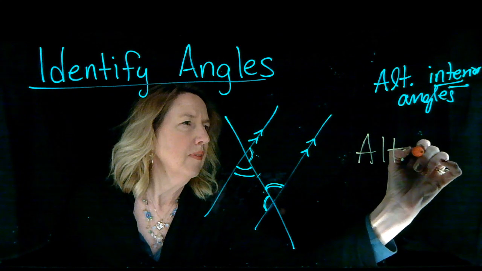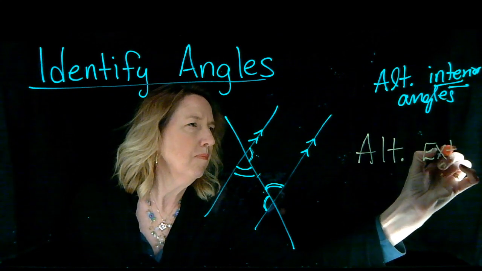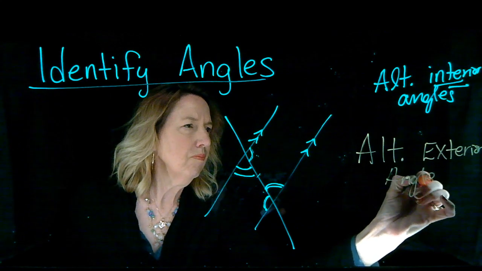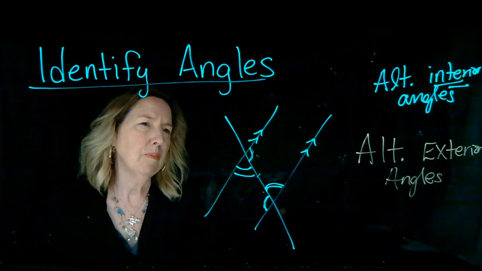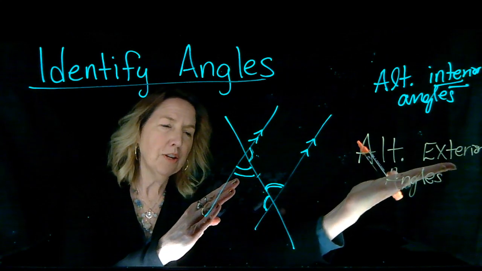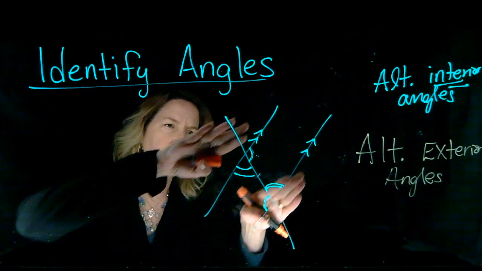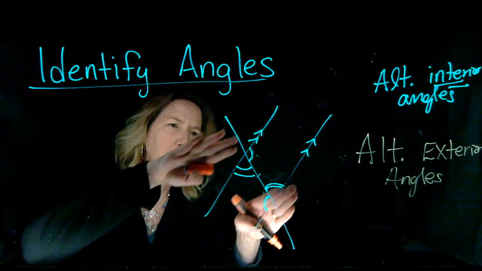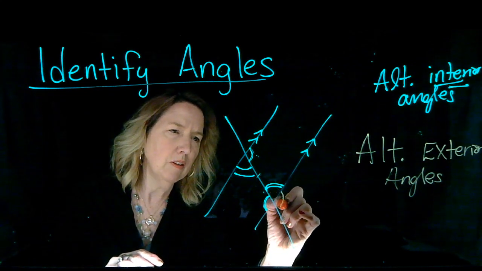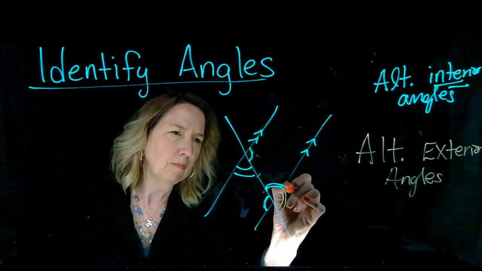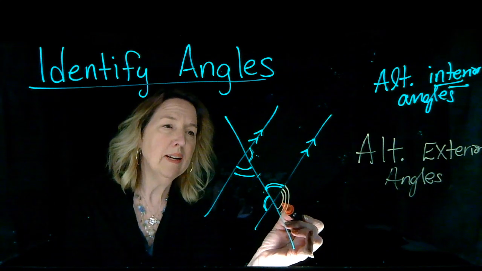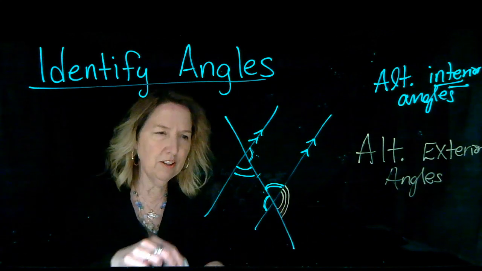Alternate exterior angles. Let's see what the relationships are. Well, here's the two parallel lines. The exterior means the outside. So what do we have out here? Well, I'm going to mark this angle. Let's do 3 because I don't know what it's equal to. Oh, wait a minute. It's equal to this one. So I can use one arc.